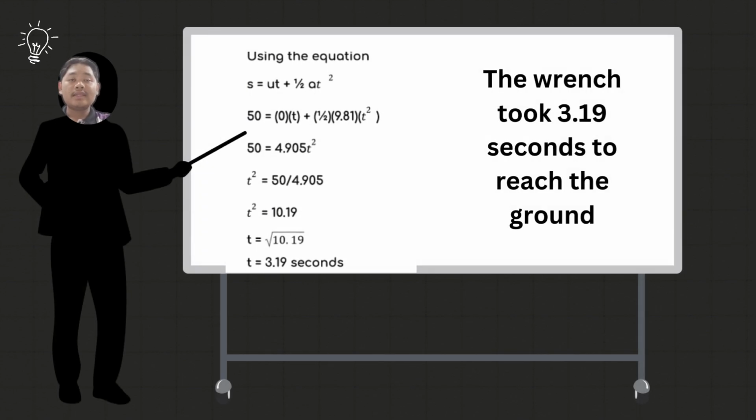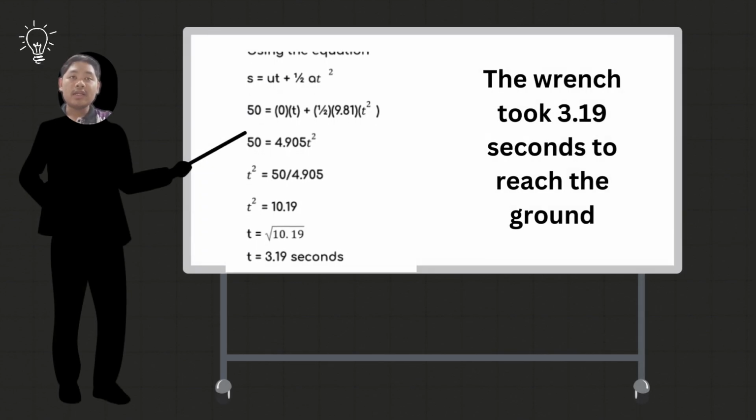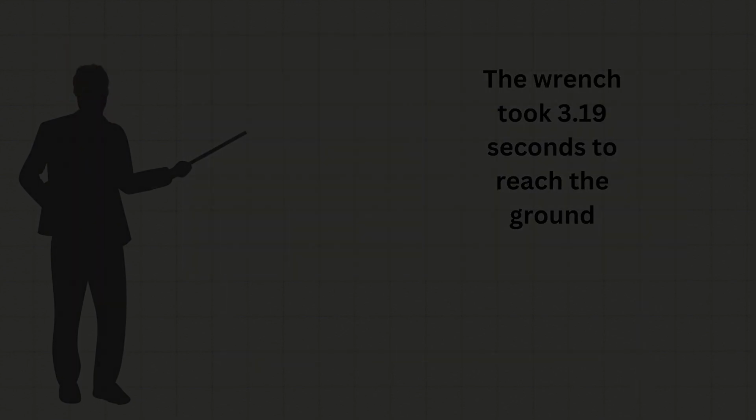Next, how long does it take for the wrench to reach the ground? Using the equation s = ut + 1/2 at², where s equals 50, u equals 0, and a equals 9.81, we get t equal to 3.19 seconds. So we can conclude that the wrench took 3.19 seconds to reach the ground.